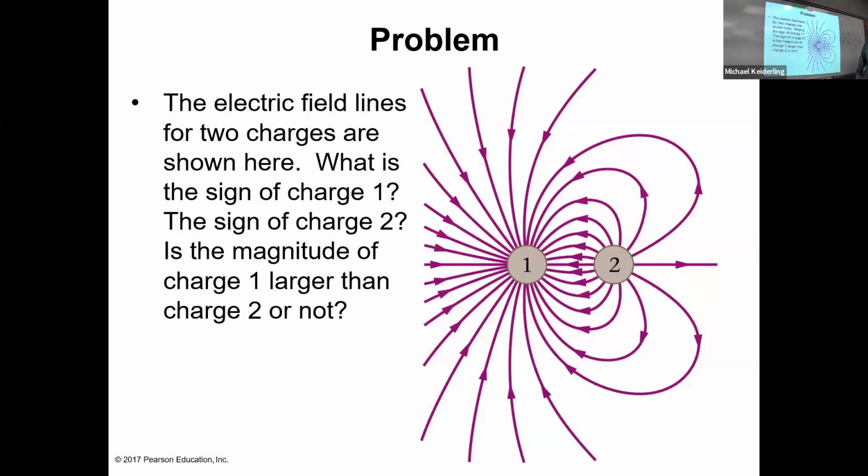So here we have the electric field lines for two charges shown here. What is the sign of charge 1? What is the sign of charge 2? And is the magnitude of charge 1 larger than charge 2 or not?